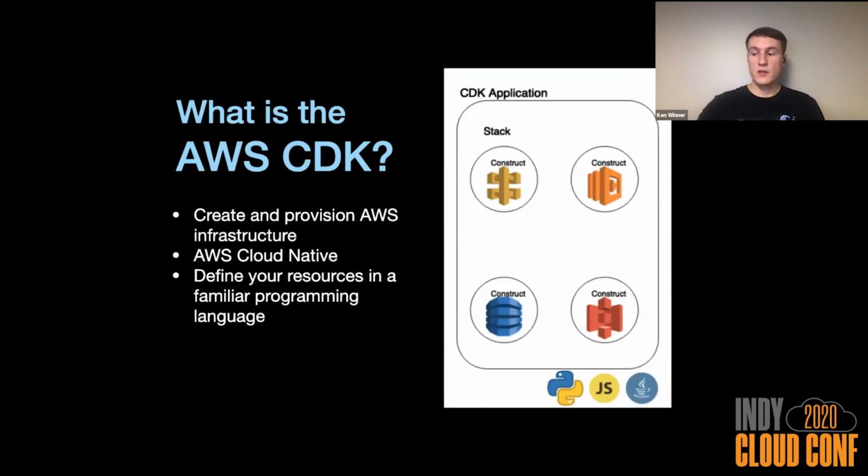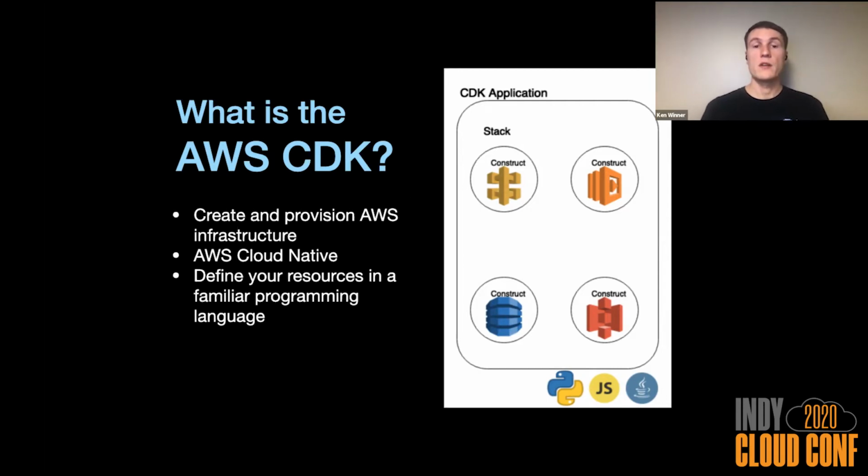So let's start with, what is the CDK? CDK is an AWS cloud native offering to allow you to stand up infrastructure and resources in Amazon Web Services. So you can create and provision those resources, you can update those resources, and you can delete those resources. It's created by AWS and maintained by folks, also open source. So if you see anything that you need changed or want to look at stuff, you can go to GitHub and check things out. And it allows you to define your resources in a familiar programming language.